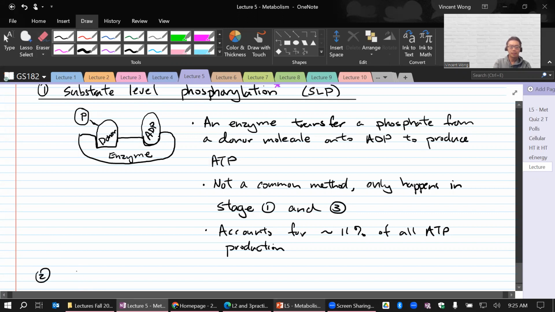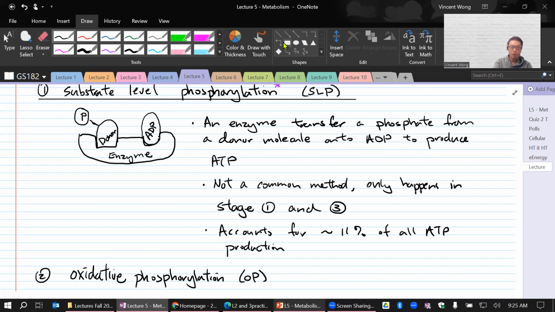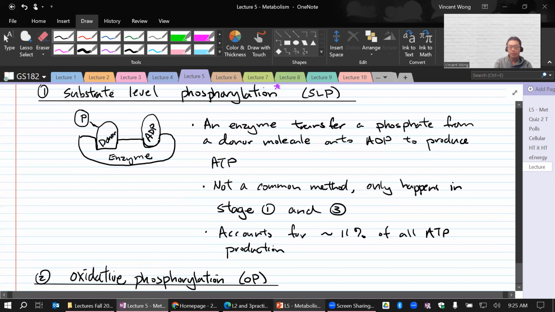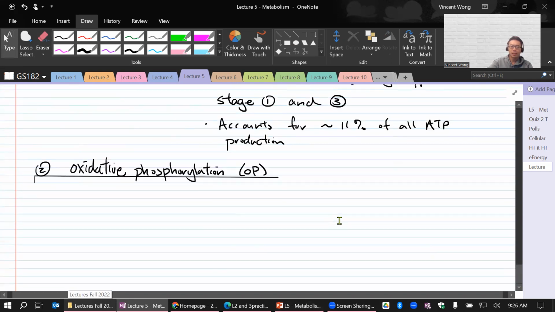Second method is called oxidative phosphorylation. They are both phosphorylation, right? Because they both involve adding the phosphate onto ADP. The first part of the mechanism tells you how, though. So in substrate level phosphorylation, we get the P from a donor molecule. In oxidative phosphorylation, there is no donor.